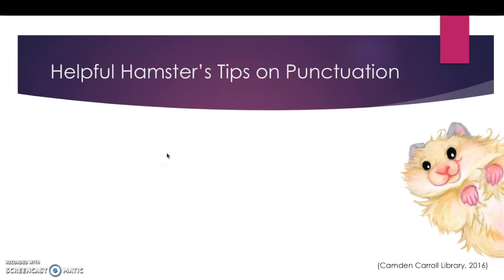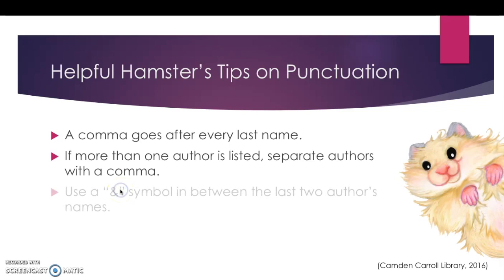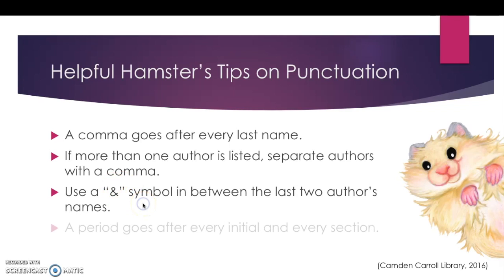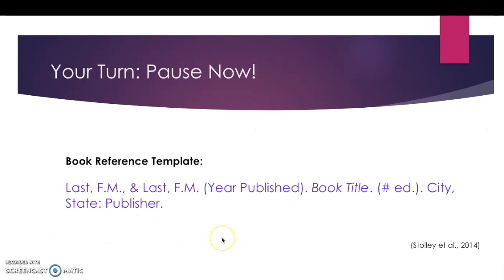There sure was a lot of punctuation in that to keep track of. Where do I put periods? Where are there commas? Helpful Hamster has some tips on punctuation. A comma goes after every last name. If more than one author is listed, separate authors with a comma. Use an ampersand in between the last 2 authors' names. A period goes after every initial and every section. And finally, close the entire citation with a period.